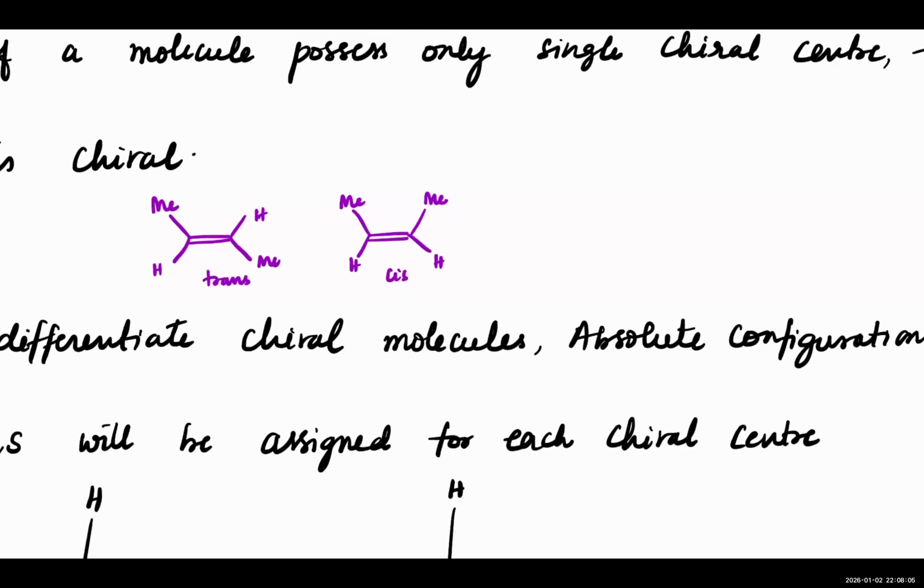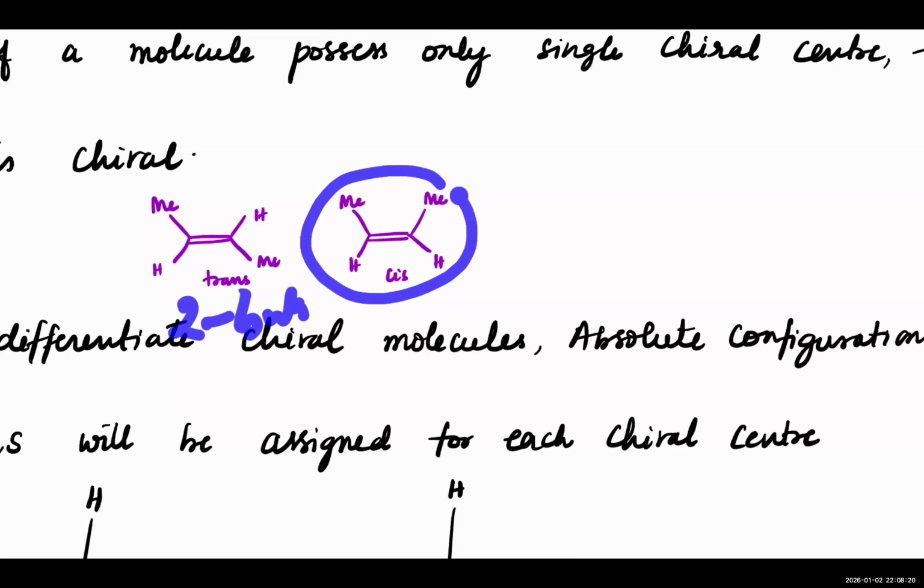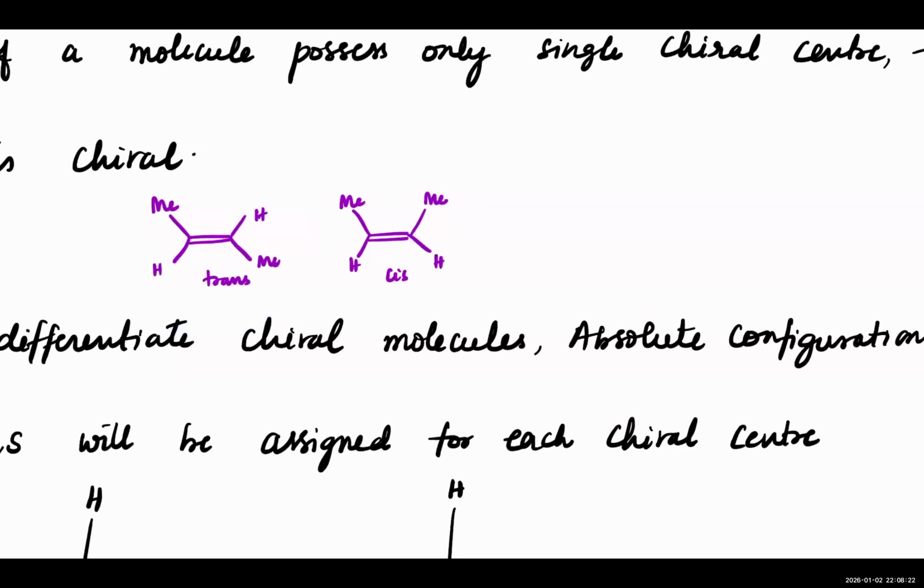What is the IUPAC name, everybody? You can see it is 1, 2, 3, 4 carbons, so it is but-2-ene, isn't it? This is but-2-ene. Same way here, you can write it as 2-butene. Now this is also the same name, 2-butene. So to differentiate these two geometrical isomers, we use the terminology cis and trans.